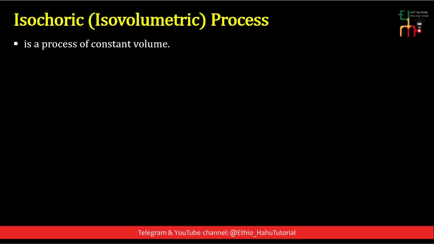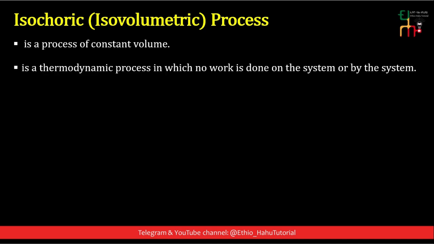Let's come to isochoric process. Isochoric process is a process of constant volume. If there is no change in volume, no work is done by the system or on the system. There is no expansion work or compression work. In this case, delta V is 0, because V is constant. Since delta V is 0, delta W is equal to P times delta V, which is also 0.